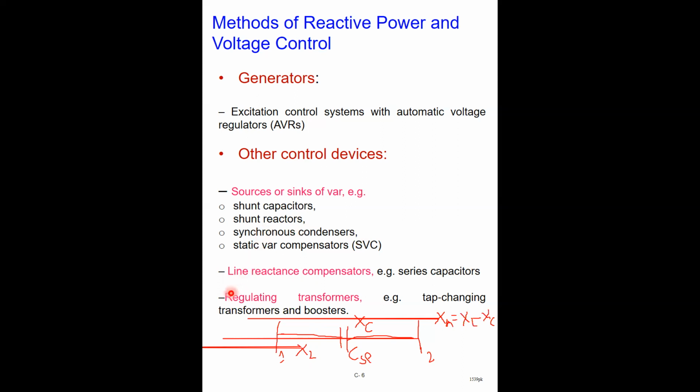Then for the distribution network, we also have the use of regulating transformers. They are nothing but the tap changing transformers or the boosters. So regulating transformers and the synchronous condenser we have at the distribution network. But for the transmission network, you can have shunt capacitors, reactors, or static var compensators, including series capacitors.